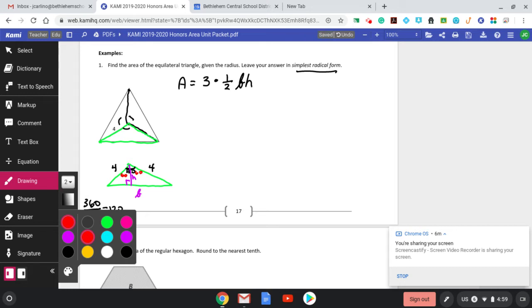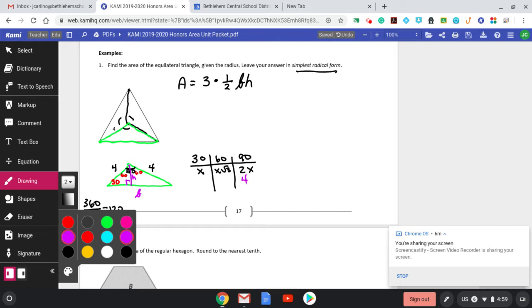Take a look. This is a 30, 60, 90 triangle. So let's get our rules out. 30, 60, 90, x, x radical 3, and 2x. All right, my question to you is, where is the 4 across from? The side of 4. That's across from the 90, so that's going to go here.